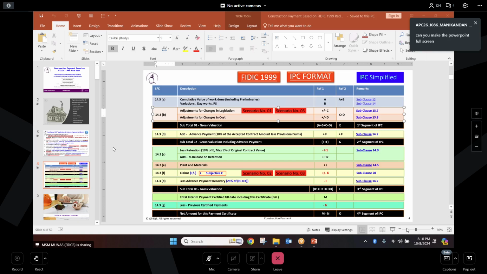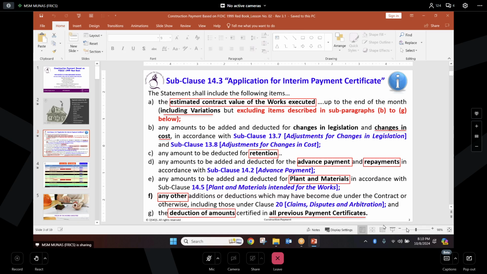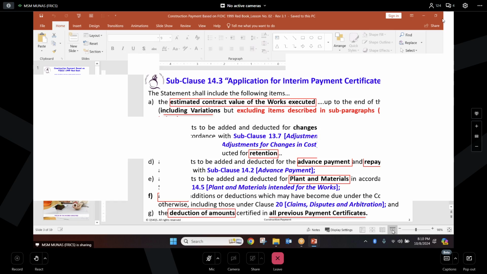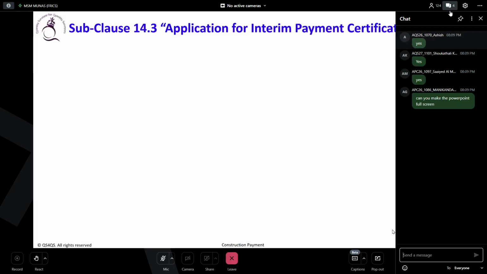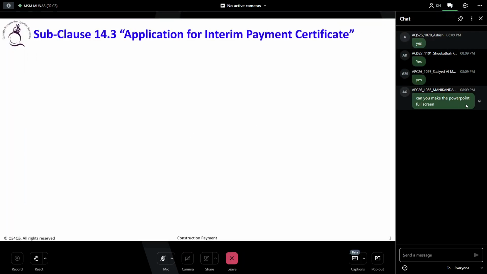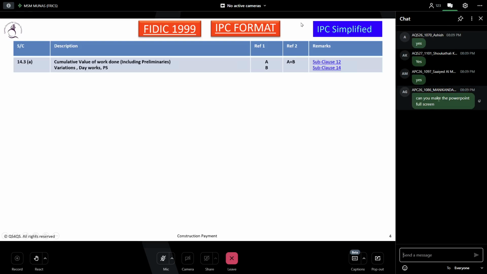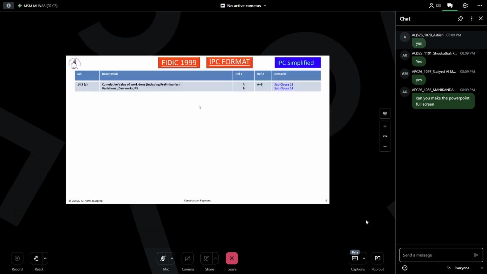Okay, so now we will continue. I will start from here. In the last lecture we stopped with the first item, then we go to the payment, and we studied the subclause 12, isn't it? Where did we stop? Can anyone remember? I am just asking where we stopped last class.